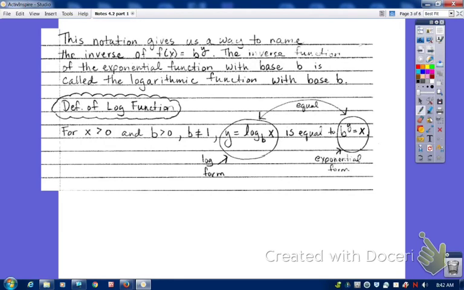The definition of a log says if x is greater than 0 and b is greater than 0 and b is not equal to 1, then y equals, this is log form right here. This is called log form. Y equals log base b, the little subscript is your base, of x. I'm going to read that again. Y equals log base b of x. That's log form, is equal to b to the y equals x, which is exponential form, something that you're familiar with. B to the y equals x is exponential form. You're familiar with that. You're not familiar with the log form. Okay, they are equal to each other. One is log form, one is exponential form.